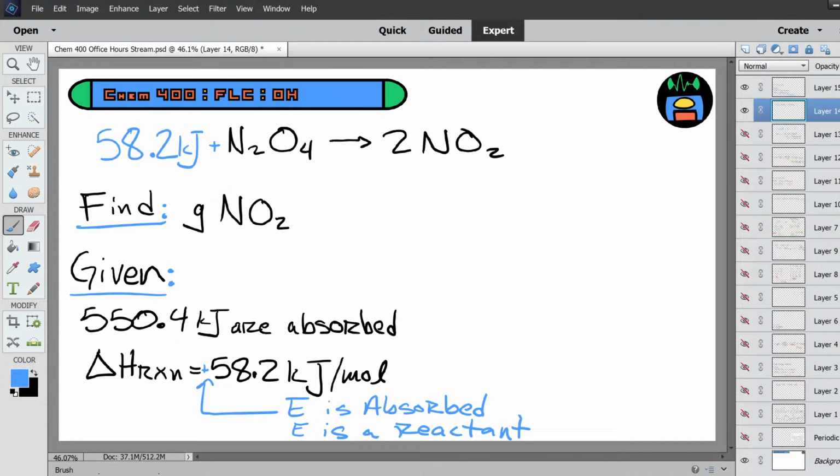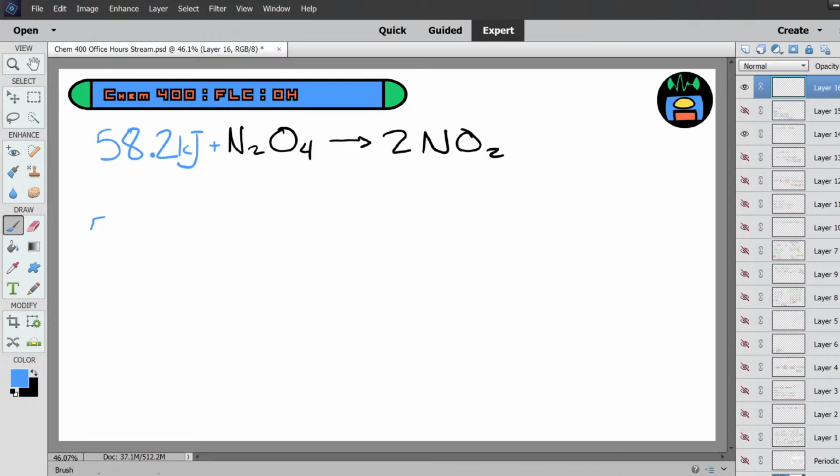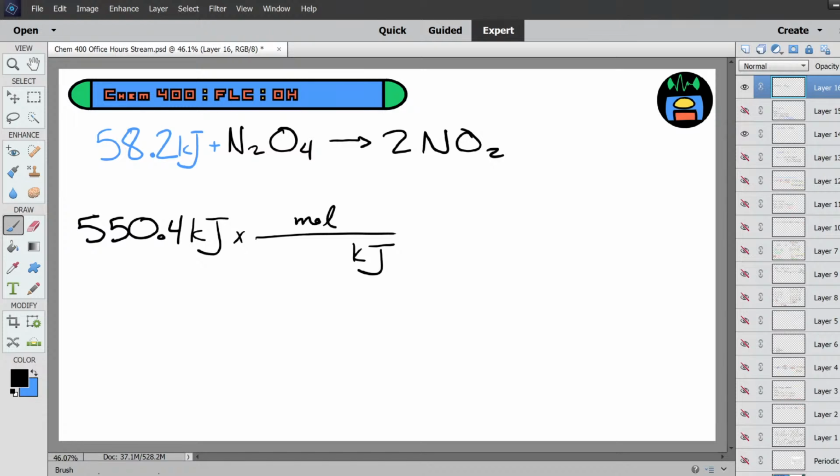All right, so we want to find grams of nitrogen dioxide. We're told the amount of energy that's absorbed, so we're ready to start doing some stoichiometry. 550.4 kilojoules of energy are absorbed. We want to know the amount of NO2 produced. Now, this balanced chemical equation won't give us a conversion to go from kilojoules of energy to grams, but we can convert between kilojoules of energy and moles, because all of our unit conversions from a balanced chemical equation all have to do with moles. So here, this reaction, 58.2 kilojoules of energy produce 2 moles of NO2.